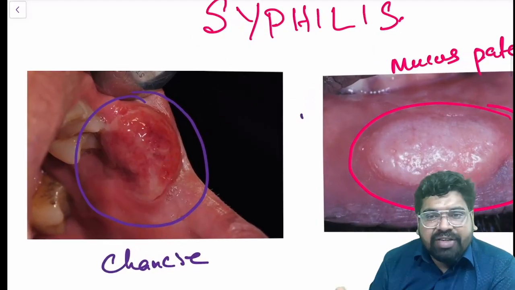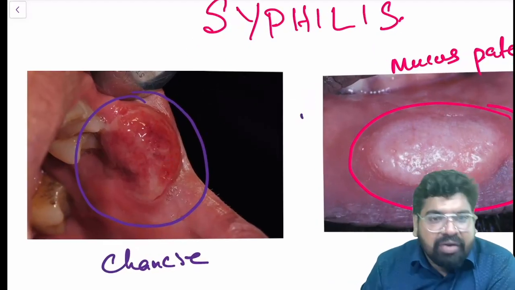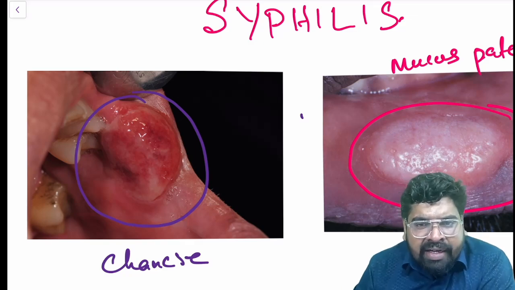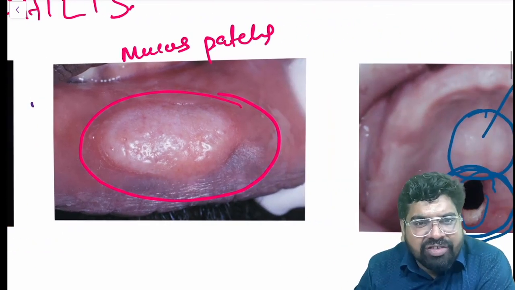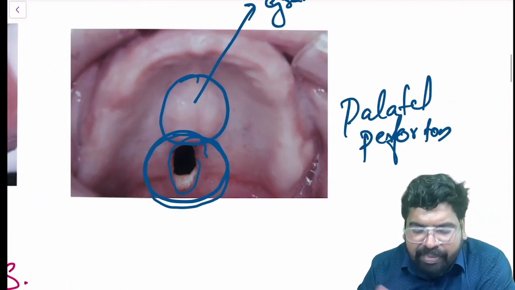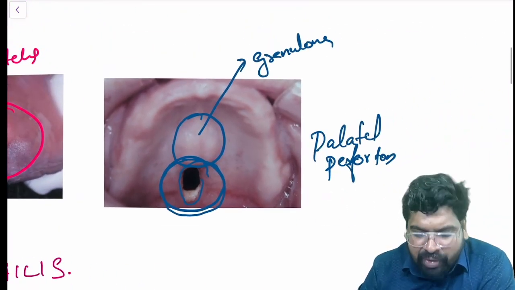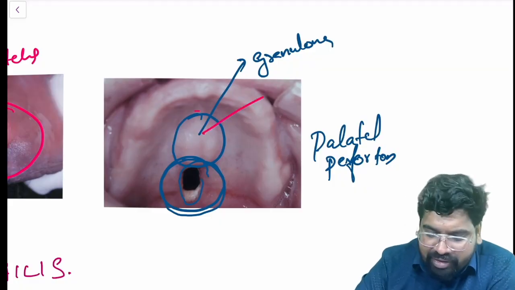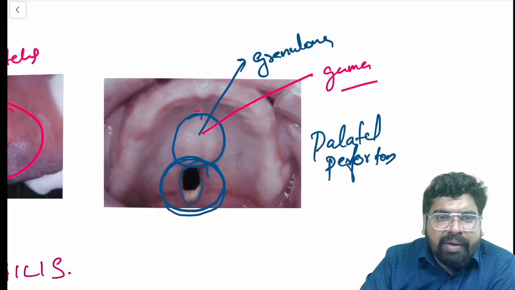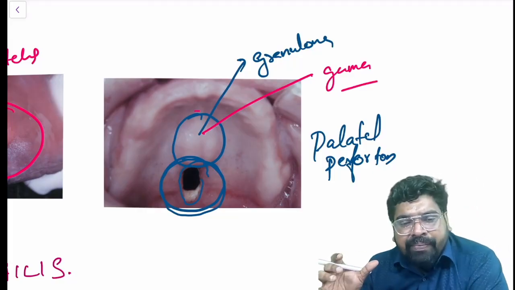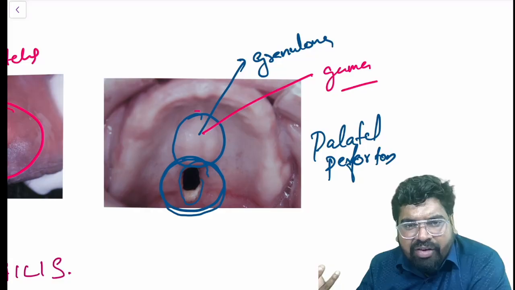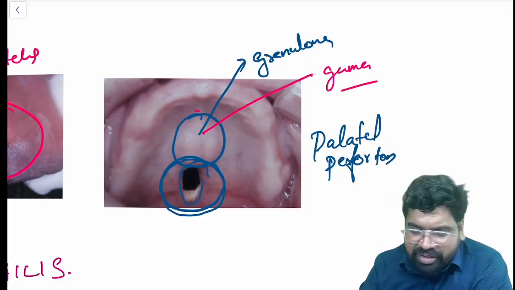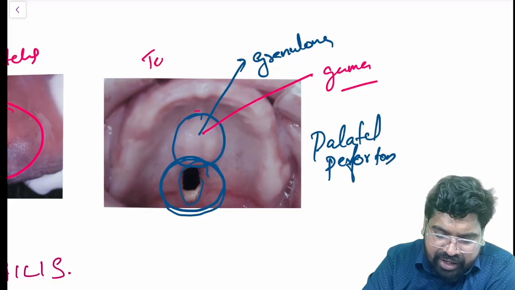The first picture you are seeing is the chancre, and in the second picture you are seeing the mucous patches. In the third picture you can see the palatal perforation, and you can see the granuloma formation. This is called a gumma, and you can see the palate is perforated. This is called a palatal perforation. This is tertiary syphilis.